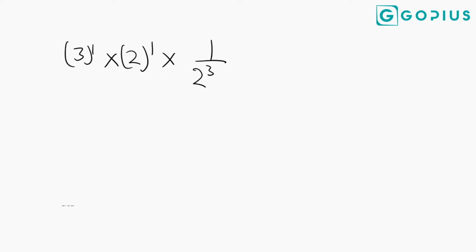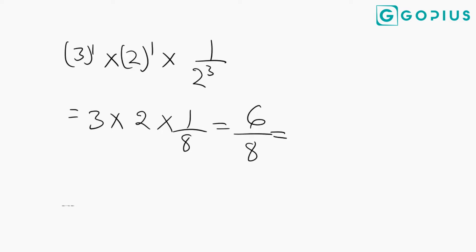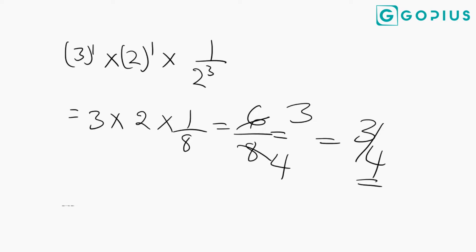So here we have 2 raised to the power what? 3. Okay, so this is equal to, now 3 raised to the power 1 is still 3, times 2 raised to the power 1 is still 2, times 1 over 2 cubed, which is 2 times 2 times 2, which is 8. So we multiply the numerators together, 3 times 2 times 1, that will give us 6, all divided by 8. Now both 6 and 8 are even numbers that 2 can divide. So 2 into 6 is 3 and 2 into 8 is 4. So our final answer becomes 3 over 4 as the evaluation of that particular mathematical exercise using the laws of indices.